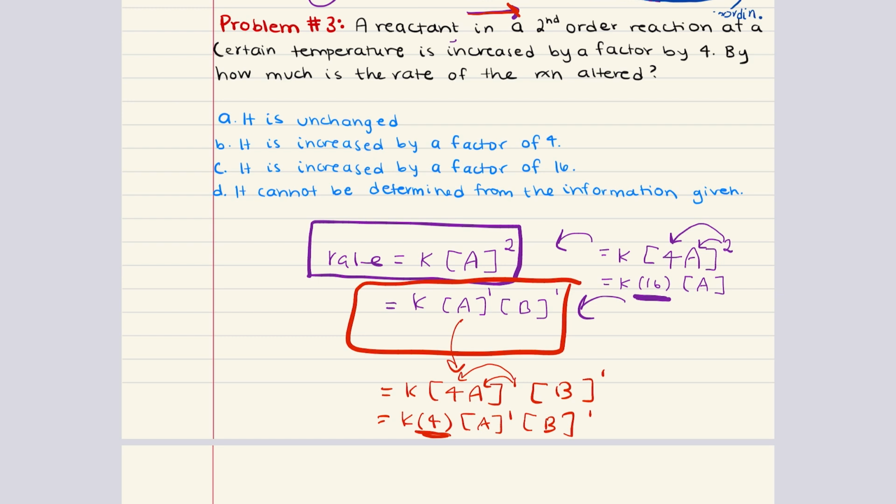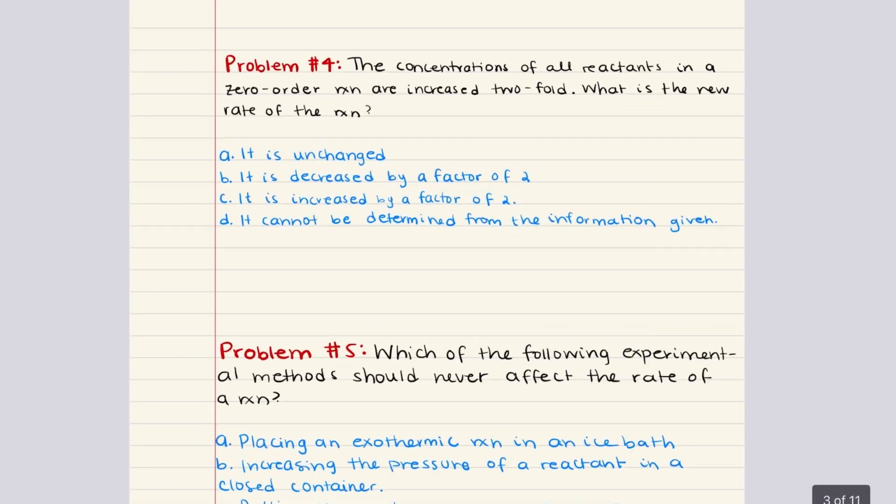But again, here, we don't know which of these is the correct rate law, and thus the answer for our problem specifically is that we cannot determine the effect on the rate from this information. And that means the answer to 3 is going to be D. Wonderful. Let's move on to problem 4.